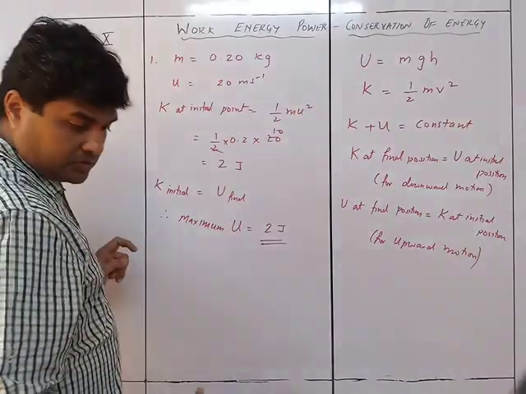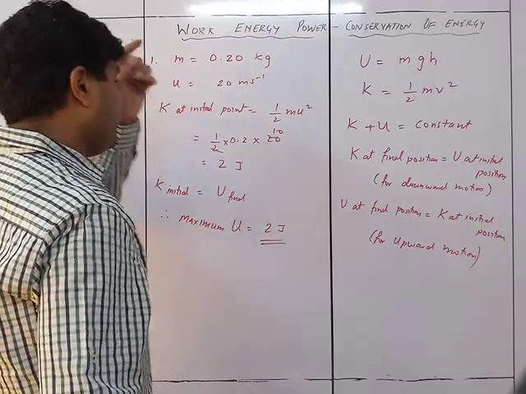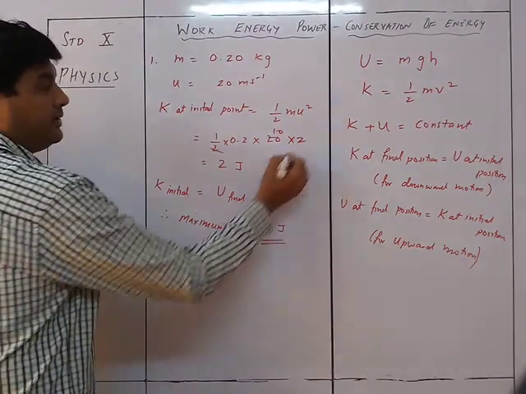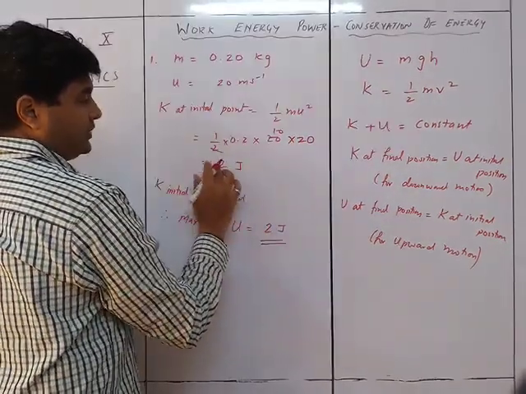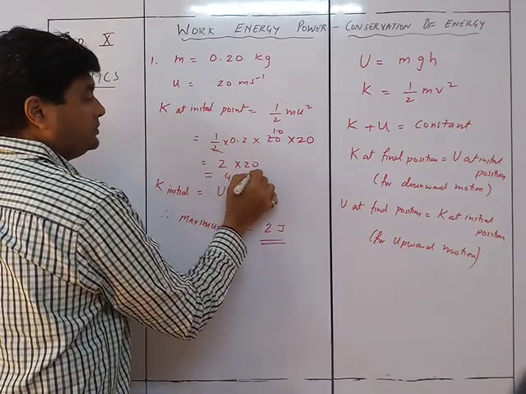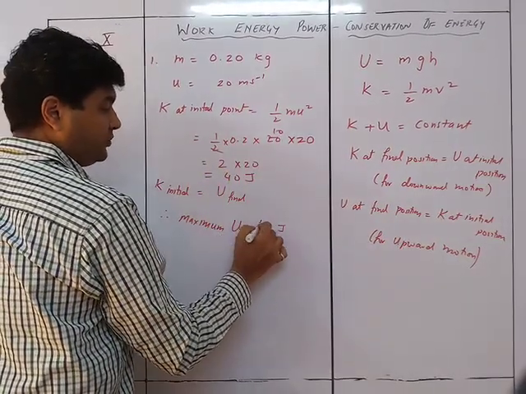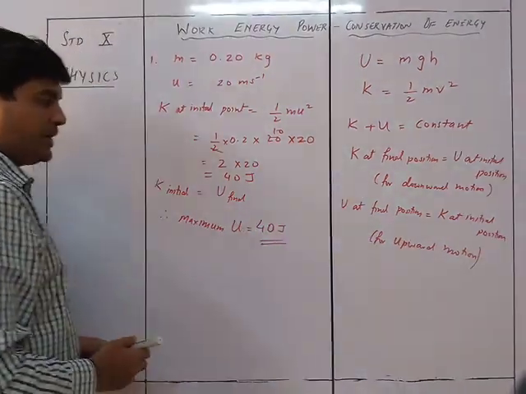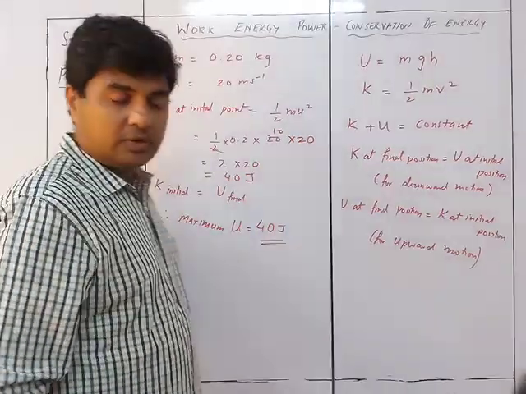One second. Half mv square, so into 20. So into 20 is equal to 40 joule. So that's 40 joule. Half mv square, so that's why it will be 40 joule. Clear?